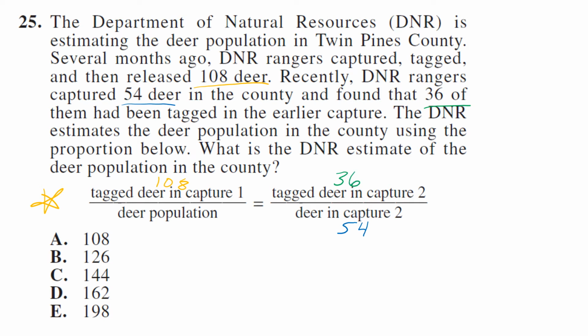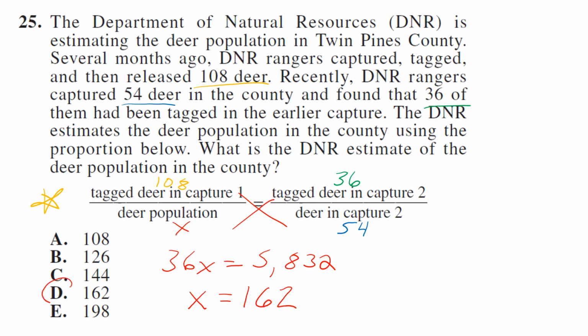The DNR estimates the population using the proportion below. What is the estimate of deer populations? We want to know what x is. So let's cross multiply. 36x equals 108 times 54, 5,832. Divide both sides by 36, and you get 162, or choice D.